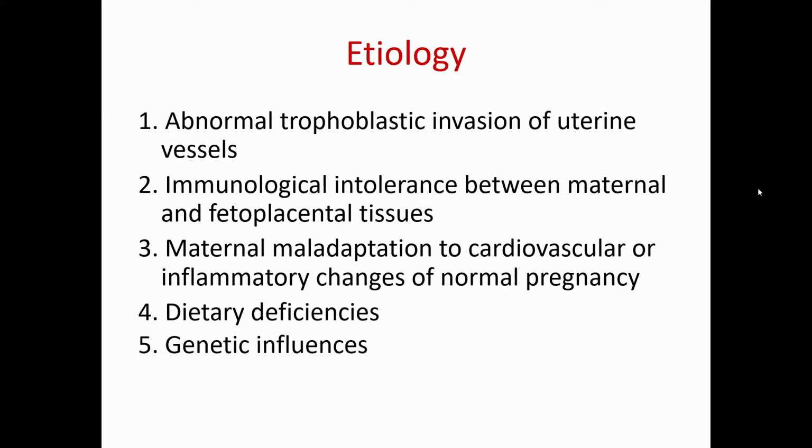So what happens in hypertensive disorder in pregnancies? There will be abnormal trophoblastic invasion, and there could be immunological intolerance between the maternal and fetal tissues, or maternal maladaptation to certain inflammatory changes, or some researchers have thought about dietary deficiencies and genetic influences, which come for all the diseases.